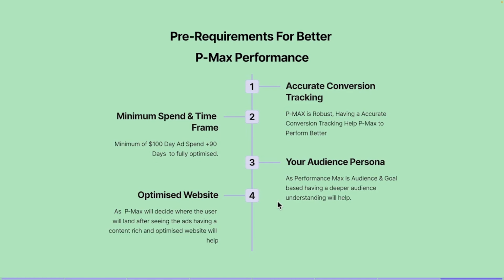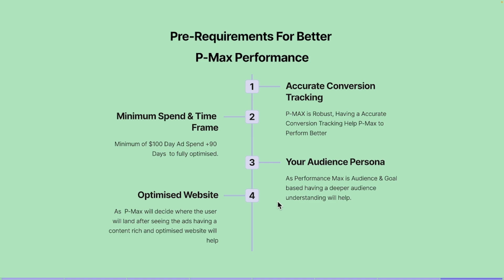Okay, so there are a few prerequisites if you want to scale or if you want to reap an extra reward from your Performance Max performance. The first thing is to set up accurate conversion tracking. Make sure your conversion tracking is robust, so you are tracking every single thing that matters for you. It will provide more data to Performance Max, as it's data driven. The more information you provide to Performance Max, the better it will perform.